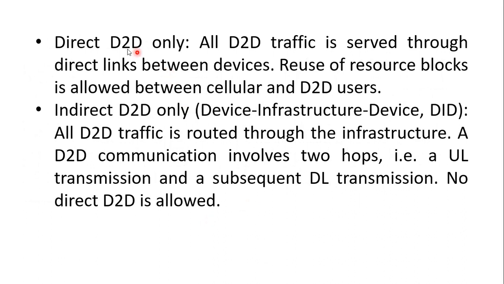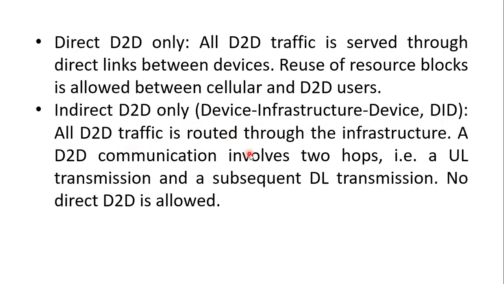The first one is direct D2D only and indirect D2D only. Direct D2D only is nothing but all D2D traffic is served through direct links between the devices. Reuse of resource blocks is allowed between cellular and D2D users. The indirect D2D only, that is device infrastructure device, means all D2D traffic is routed through the infrastructure. That is, the infrastructure is nothing but the base station.